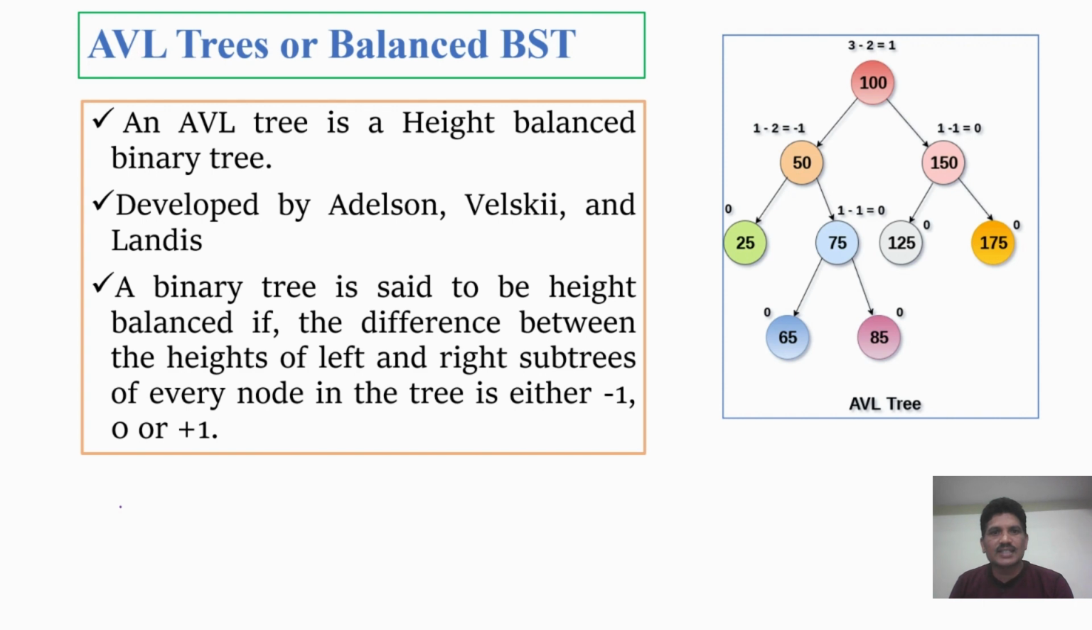A binary search tree is said to be height balanced if the difference between the height of the left subtree and the height of the right subtree is either -1 or 0 or +1. Those types of trees are called balanced binary search trees or AVL trees. Whenever you construct the AVL tree, you will require rotations. What rotations are required? We will see in the future slides. Got my point? AVL tree is nothing but a height balanced binary search tree.